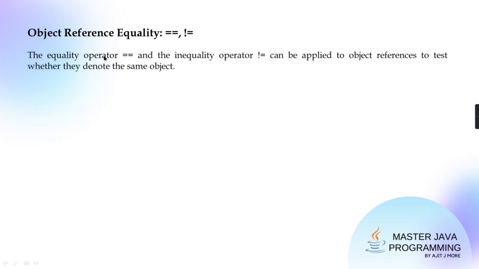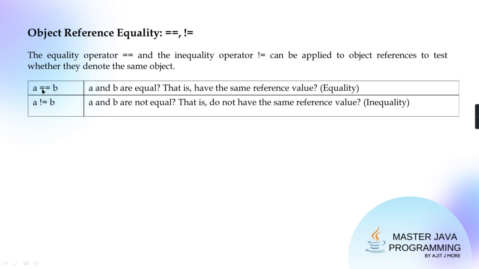Okay, see here. So the equality operator double equal and the inequality operator not equal can also be applied on object references to check whether both the objects are referring to the same memory location. Getting? Whether they denote the same object. Agreed? So A double equal to B is true if A and B both are referring to the same object. Right guys? And if they are referring to different, false. And for not equal, when they are referring to the same place, it is false. And different, then true.